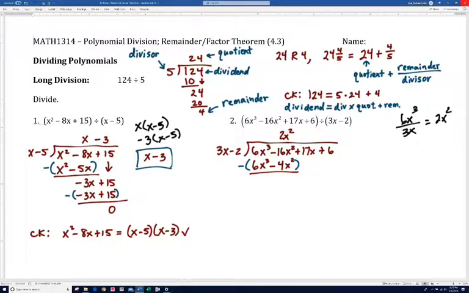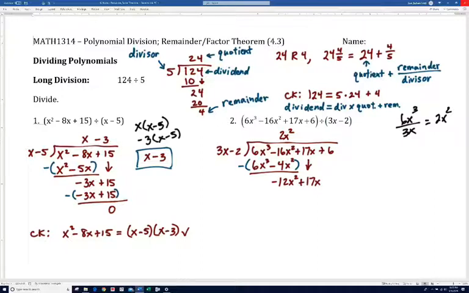And again, be careful here. It's negative 16x squared minus a negative 4x squared. That becomes plus 4x squared. Negative 16 and 4, we're going to get negative 12x squared. You've got to be really careful when you do this step in these problems. And then let's bring down our 17x, and we do it again.